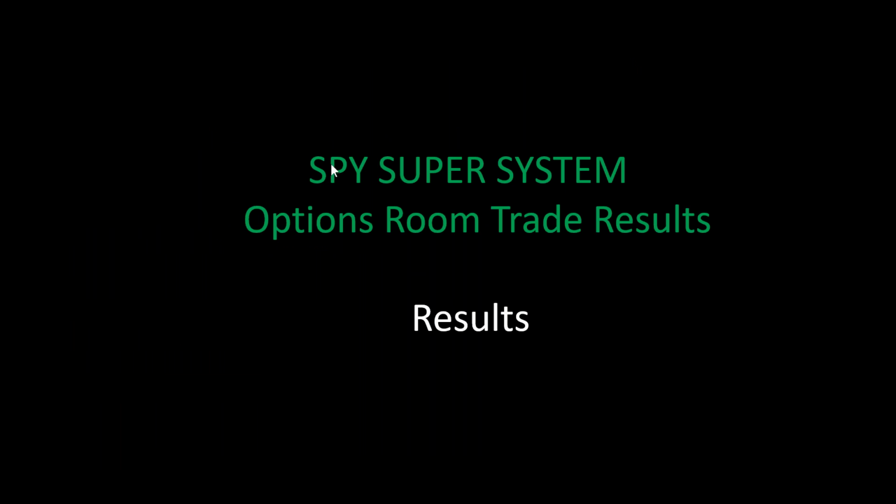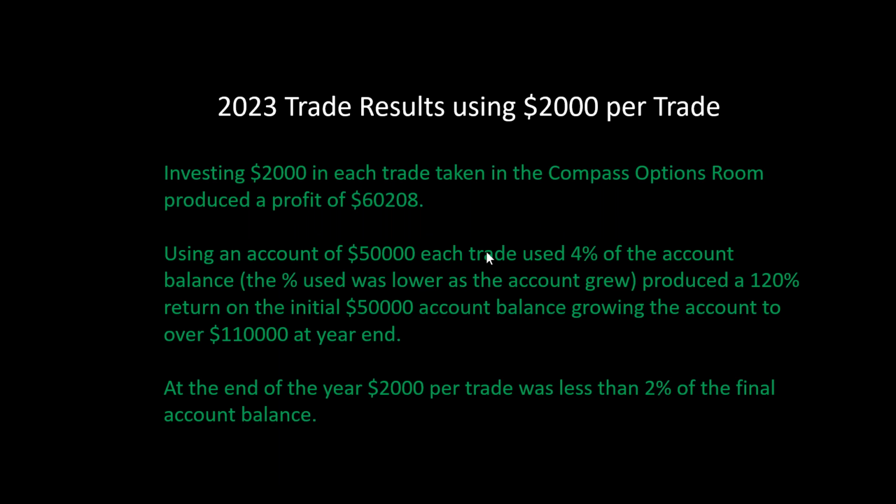Okay, and I'm going to show you right now the results. I want you to see the results we had in just a quick snapshot, just so you can see how effective the SPY Super System methodology is. But here are our results in 2023 using $2,000 per trade, and I just use this as a baseline. Obviously, if you are using more, you'd make more. If you're using less, you'd make less. But in 2023, we did a little over $60,000 in the room. 2024, about $55,000. There's a little difference, but that typically is because it was a choppier year, so you couldn't stay in trades as long.